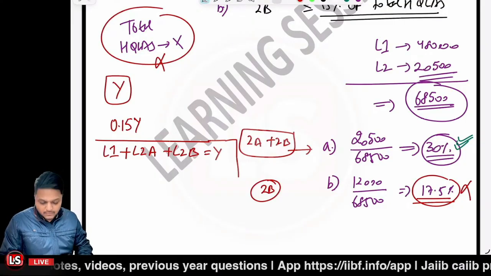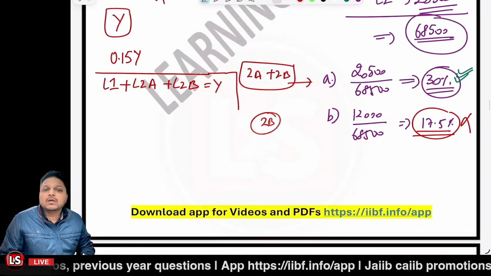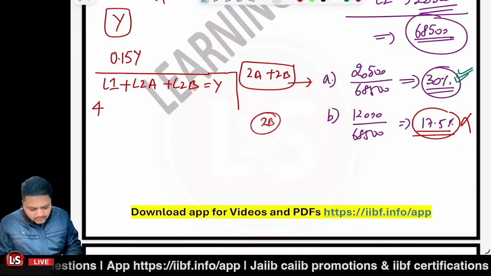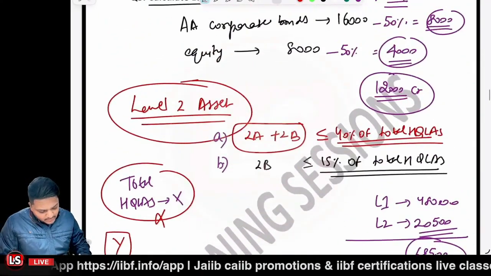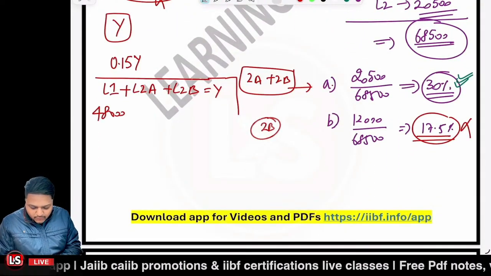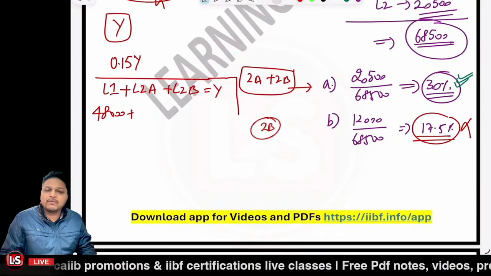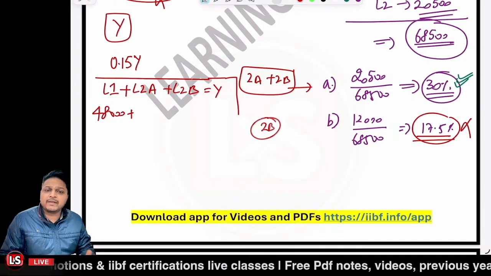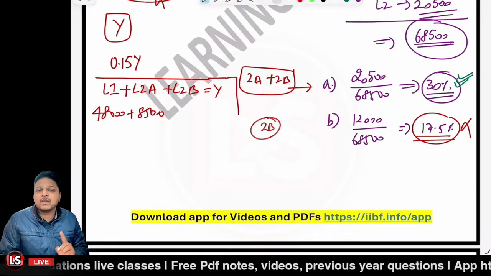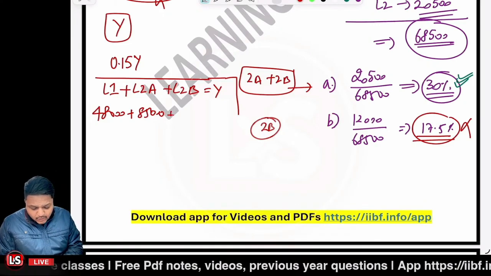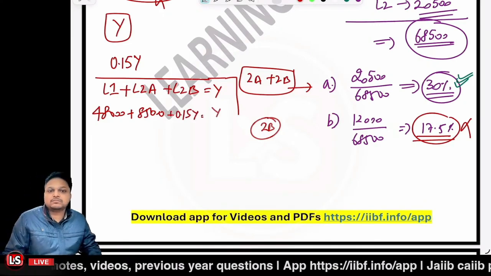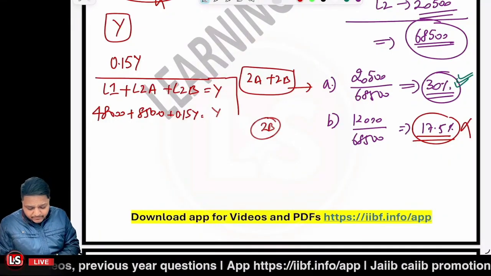Now here, we have the level 1 assets that we calculated, 48,000. Let me recheck. Yes, 48,000. So level 1 is equal to 48,000. For level 2A, we are now all clear. That's also fine. That is 8,500. But for level 2B, we are not clear, and that is 0.15Y. So the total is equal to Y. Now we have to solve for the value of Y.